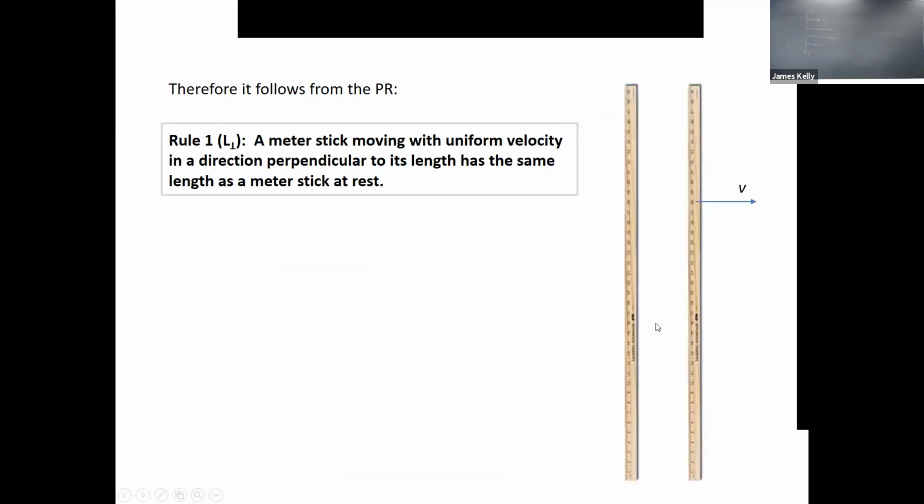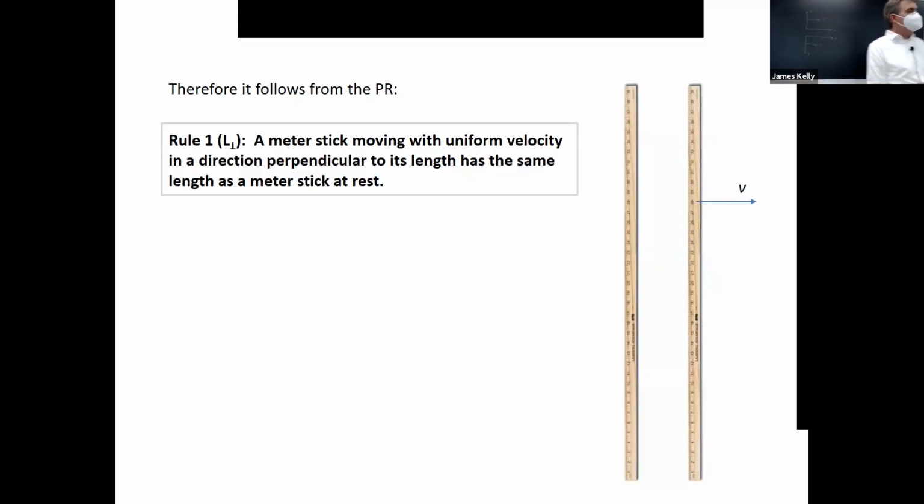And so this, again, is the sort of really unexciting result. It agrees with our Newtonian and everyday intuition. Mermin calls it Rule 1. I'm going to call it Rule L perpendicular, because it's about lengths of things moving perpendicular, meter sticks moving perpendicular to their length. A meter stick moving with uniform velocity in a direction perpendicular to its length has the same length as a meter stick at rest.